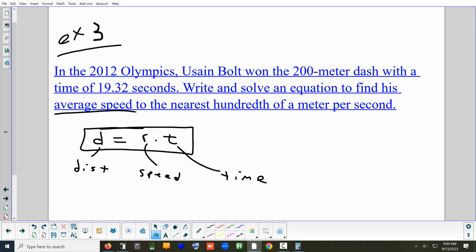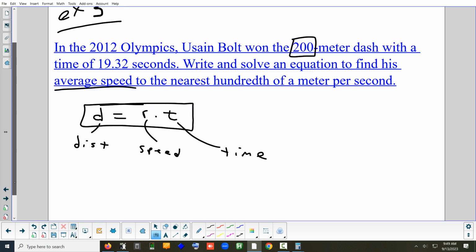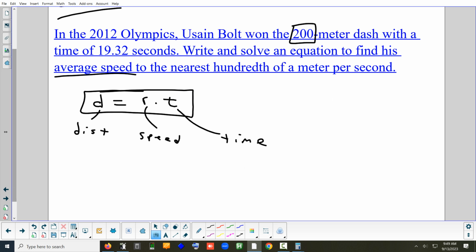Let's go from left to right, looking at what we know and what we want to find. Do we know the distance in this problem? Yes. What is the distance? 200 meters. So this is going to be your distance. So you're going to fill in what number for D? 200. Do we know the speed? No, that's the question. Solve an equation to find the speed. Since we don't know the speed, what are we going to leave it as for now? R. We're going to leave it as r times. And do we know the time? Yes. What's the time? 19.32. Yep. Very good. 19.32 seconds.